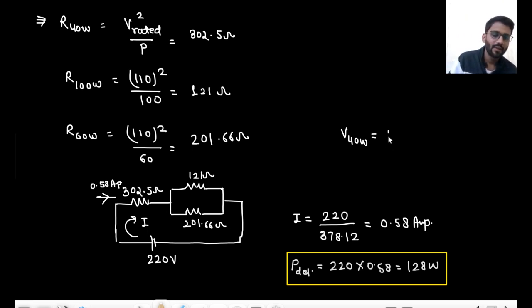So that would be 175.45. Sorry, this is voltage. Okay. So now the voltage across this 40 watt bulb you are getting is 175.45.